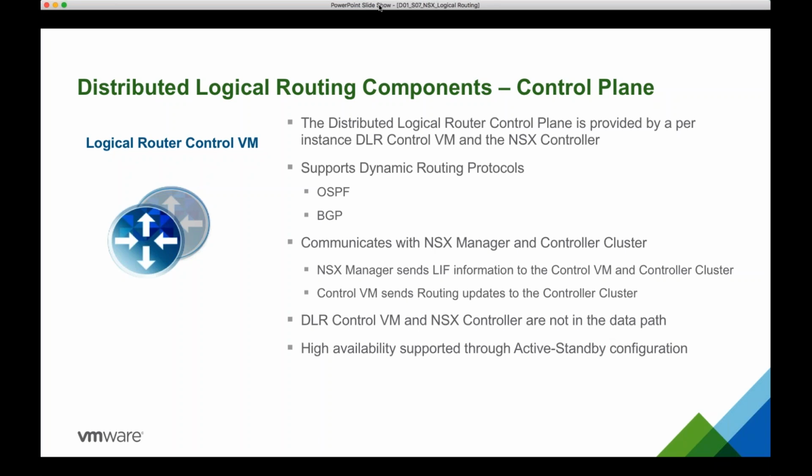Now, to deploy the logical router control VM in NSX, if you're using the UI, it's just one little checkbox. You don't have to go out and deploy some template or do anything like that. You just click the button and it deploys the environment. And that allows you to do that peering upstream with OSPF or BGP.